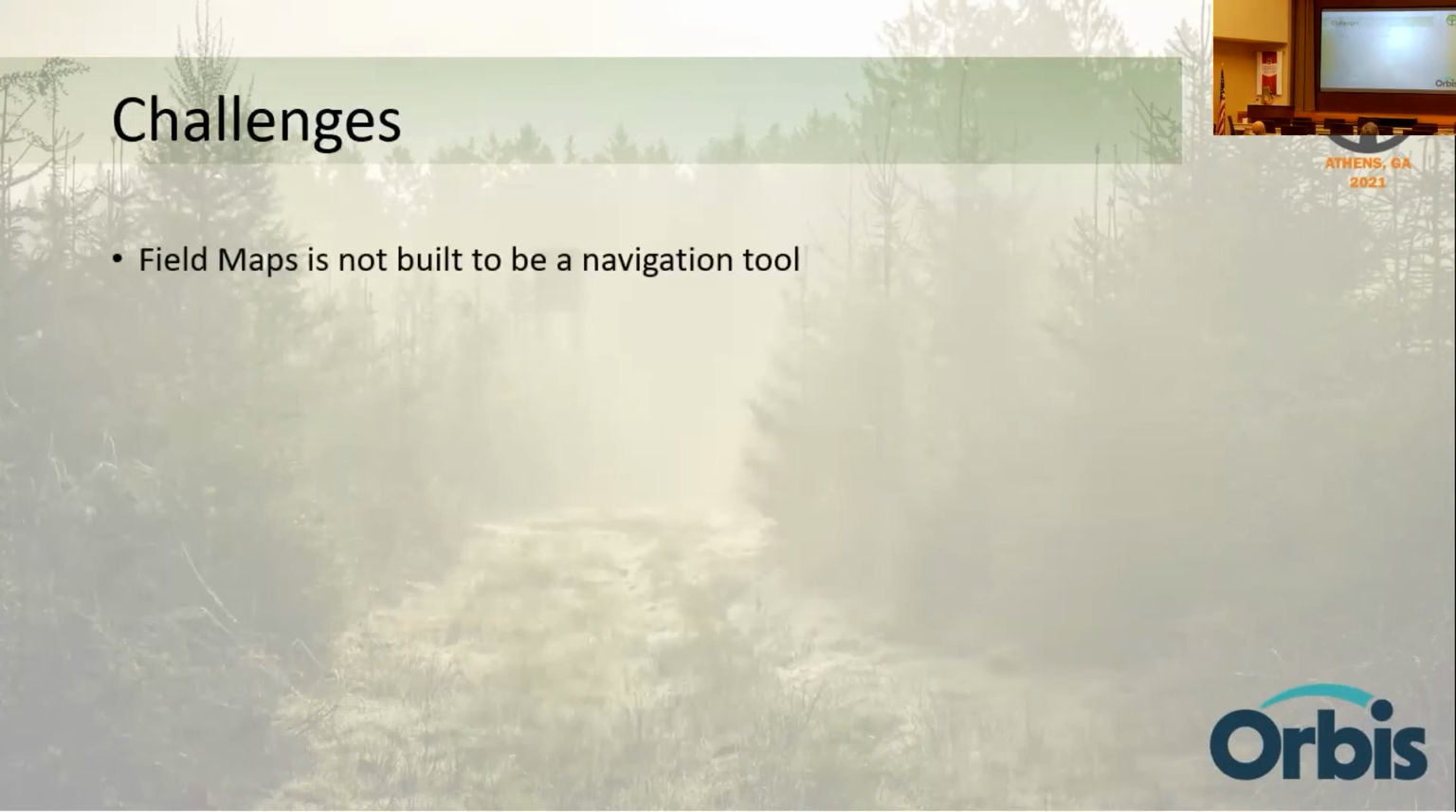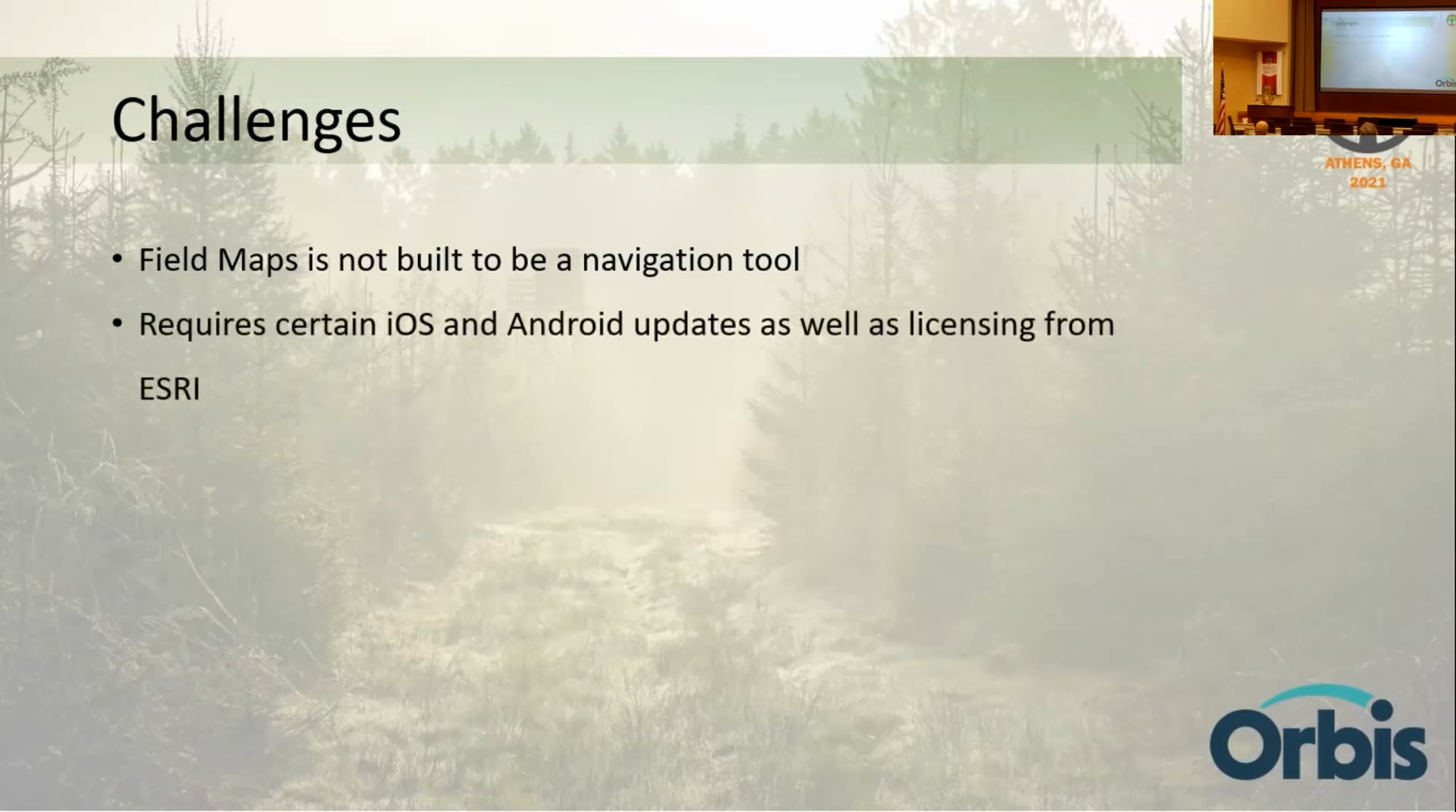All right, some of the limitations: Field Maps is not a navigation tool. They have not incorporated that into the app yet. I think they're planning on it. I'm not really sure when, but basically, you're not going to be able to get where you need to go unless you hop out and utilize a different navigation tool on your phone. Of course, you require iOS, Android updates, and also licensing from Esri. There's certain things you can't do without licensing from Esri. We all know that. Again, tracking license. So if you want to track your employees, you have to acquire those licenses.